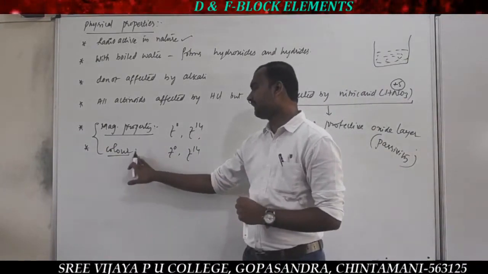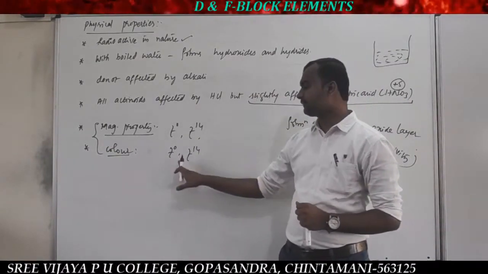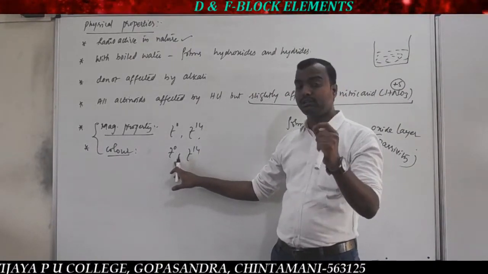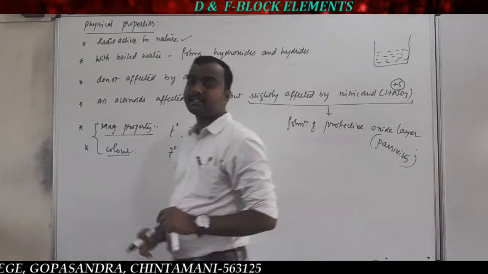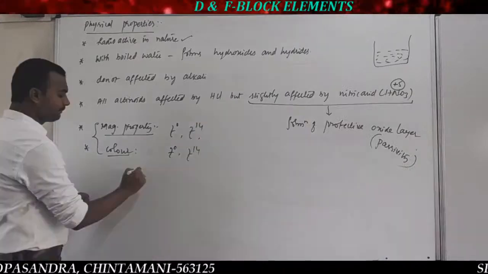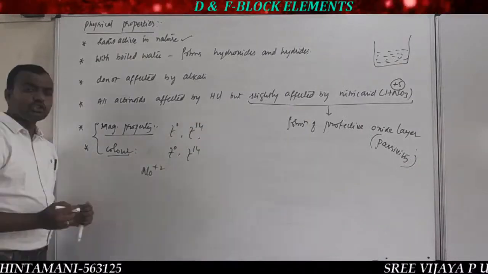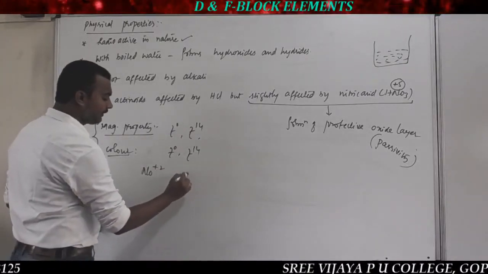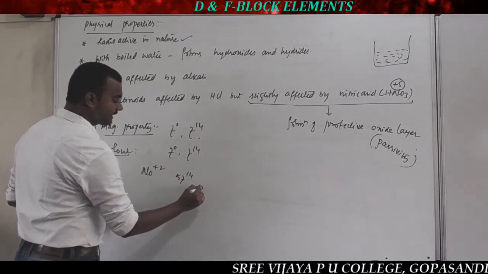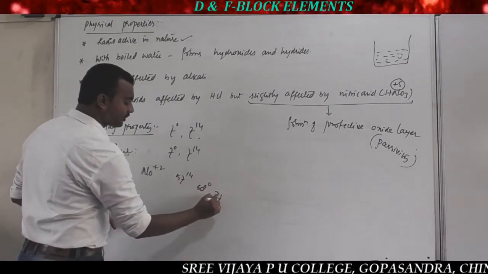And color is mainly because of unpaired electrons. If there is any lanthanide or actinide ion with no unpaired electrons, then definitely that is taken as colorless. So let me take nobelium as an example. Take nobelium +2. Nobelium has atomic number 102, so what do you write? That is 5f14, 6d0, 7s2.